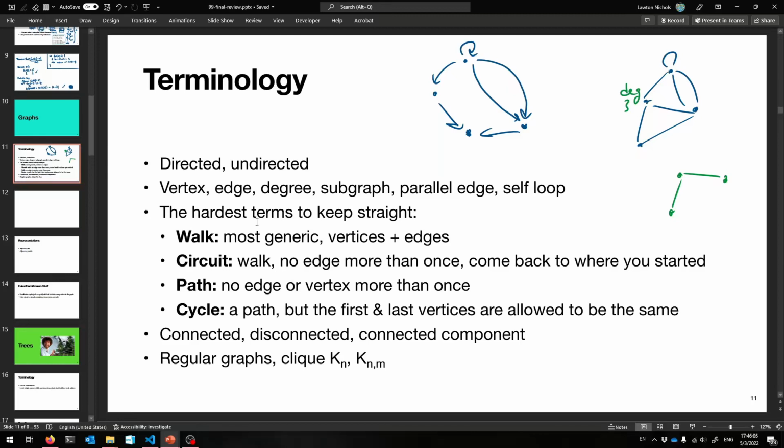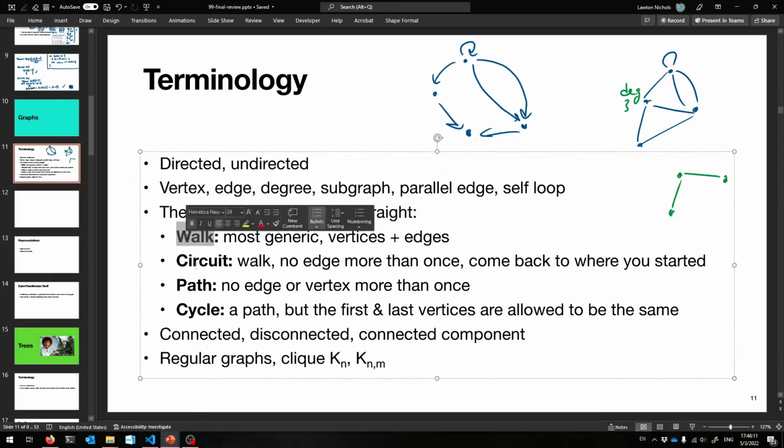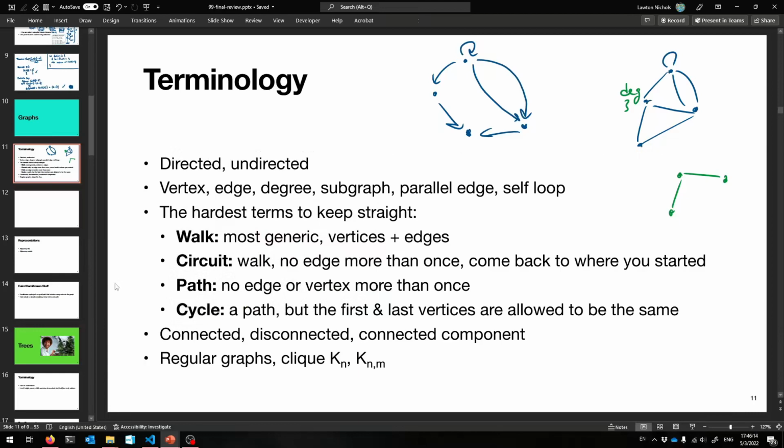I think that the hardest terms to keep straight in your mind are absolutely walk, circuit, path, and cycle. I still have trouble. Don't you worry. So walk is the most generic. I'm trying to move through my graph. Let me use green again. So a walk is just, all right, I am moving around my graph. I'm following vertices and edges. Well, I guess I'll use the undirected one. I can come back around on myself as much as I want. Just remember to keep a write-up of where I've been. It's like I'm walking around, moving between vertices and edges.